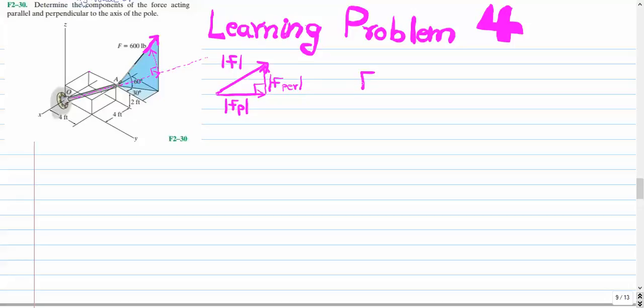So the formula is the magnitude of the component of the force F in direction of the pole line is equal to the force vector dot producted with unit vector in direction of the pole. Okay, so in order to find this magnitude, we need the force vector and we need the unit vector in direction of the pole. So let's start by finding the force vector F.